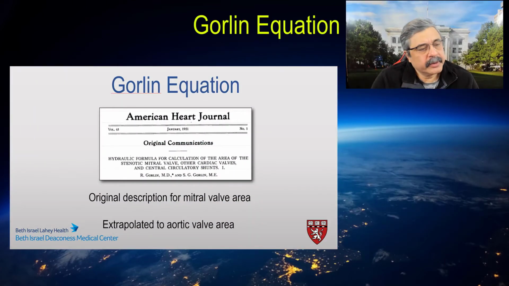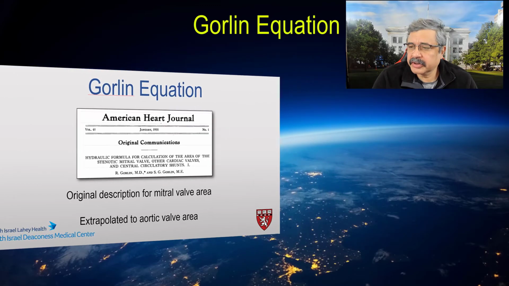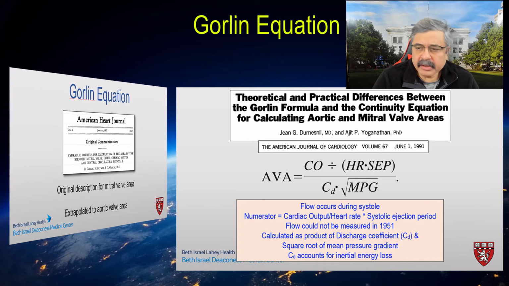So the original formula proposed by Gorlin and Gorlin in 1951 was derived from Torricelli's law and was described to measure the area of a stenotic mitral valve. It was based on a derivation of Torricelli's law, which implied that an area occupied by flow at any given time is equal to flow divided by the velocity of flow.